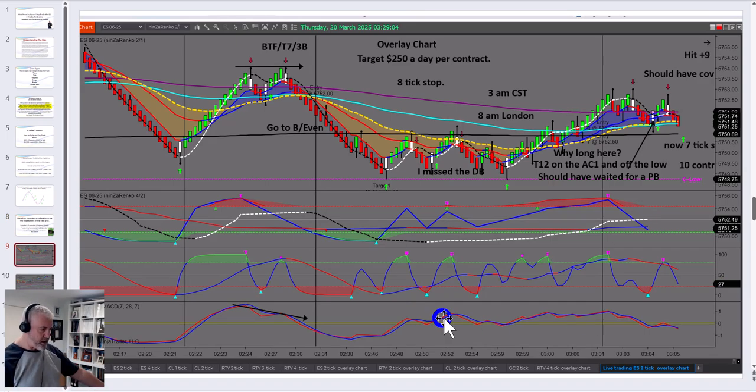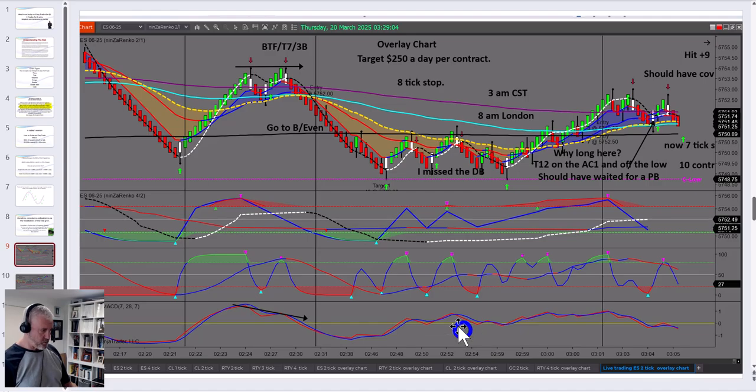Now in this session today, I'm going to play back the recording. I'll be giving you live commentary here, and this window here shows a number of indicators from a higher time frame. It's called an overlay chart because you overlay those on your entry chart.